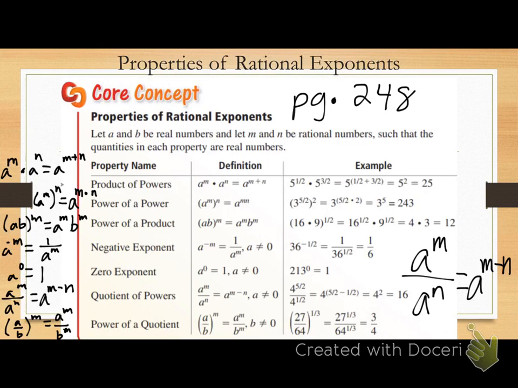Okay? What does it say on our product, ab, and has that m on that side? Yeah, so ab to the m power equals a to the m, b to the m.